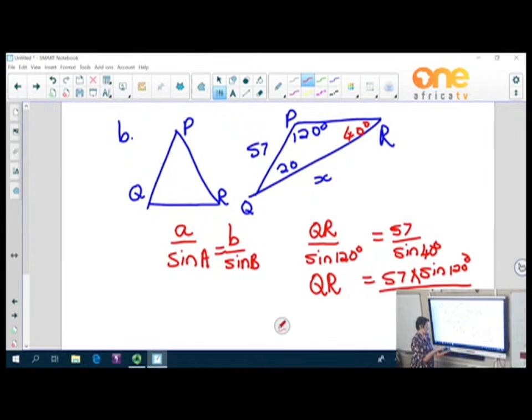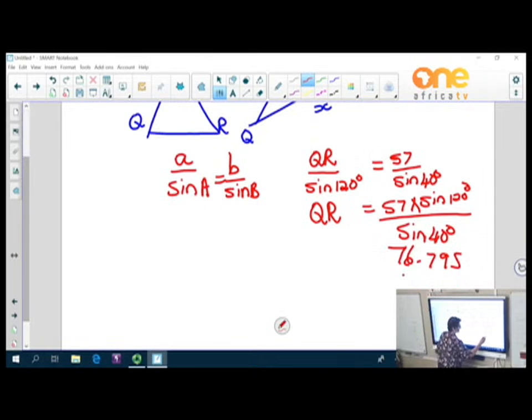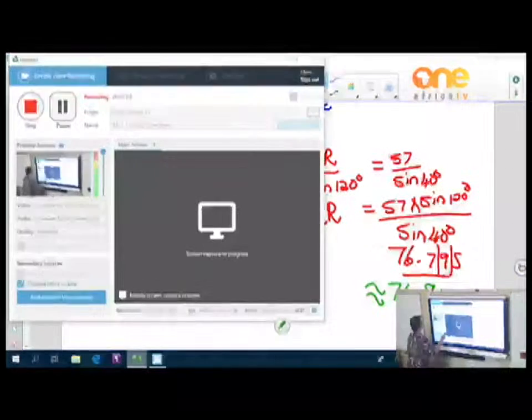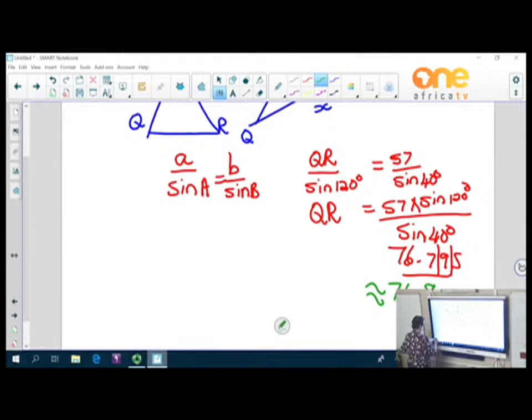So on my calculator, 57 times sine 120 divided by sine 40, is equal to, and the answer is then, I got 76.795. Again, rounding it then to three significant figures. Will the 9 influence the 7? Yes. And it is rounded then to 76.8. Okay. Right. The next one is number C.